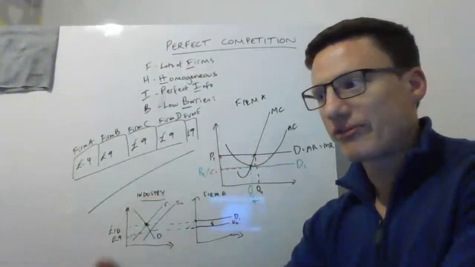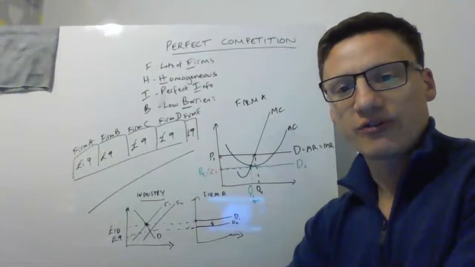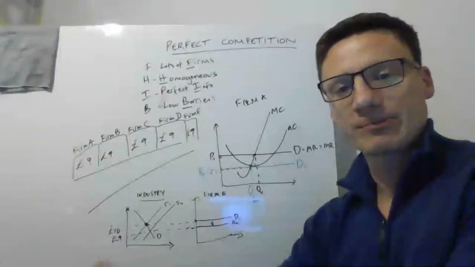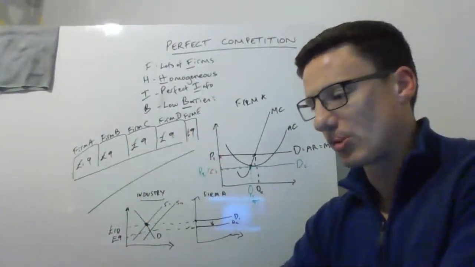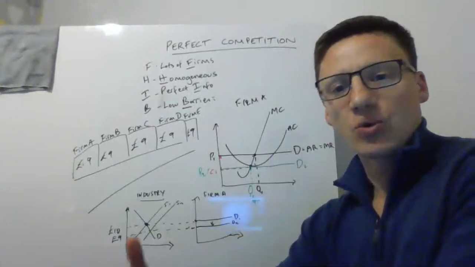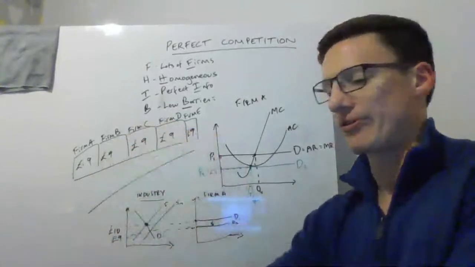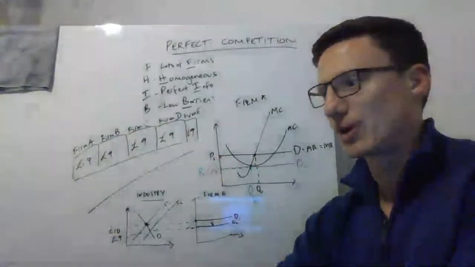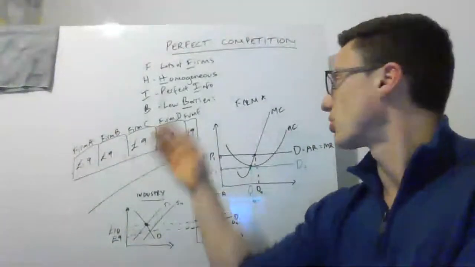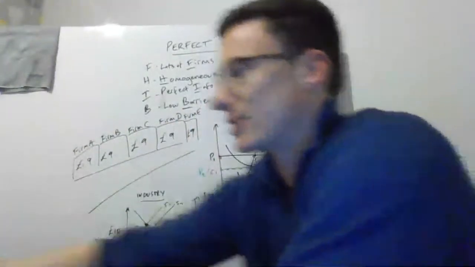That's because profit was an incentive for other firms like firm E to join the market, squeeze the supernormal profit out of the industry, and all firms are now making normal profit. There is neither incentive to enter nor to leave. There's not going to be a firm F in this case.